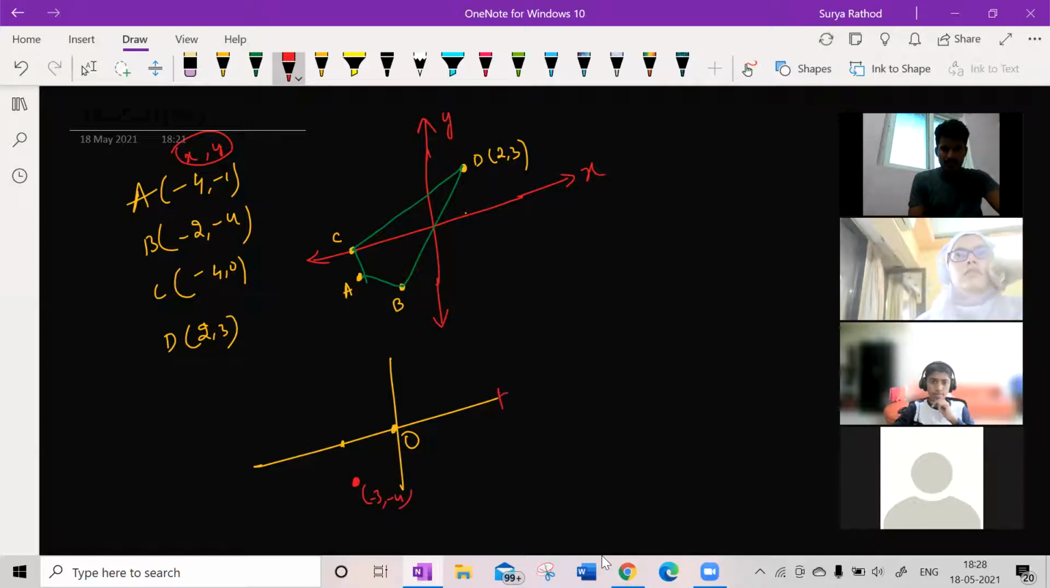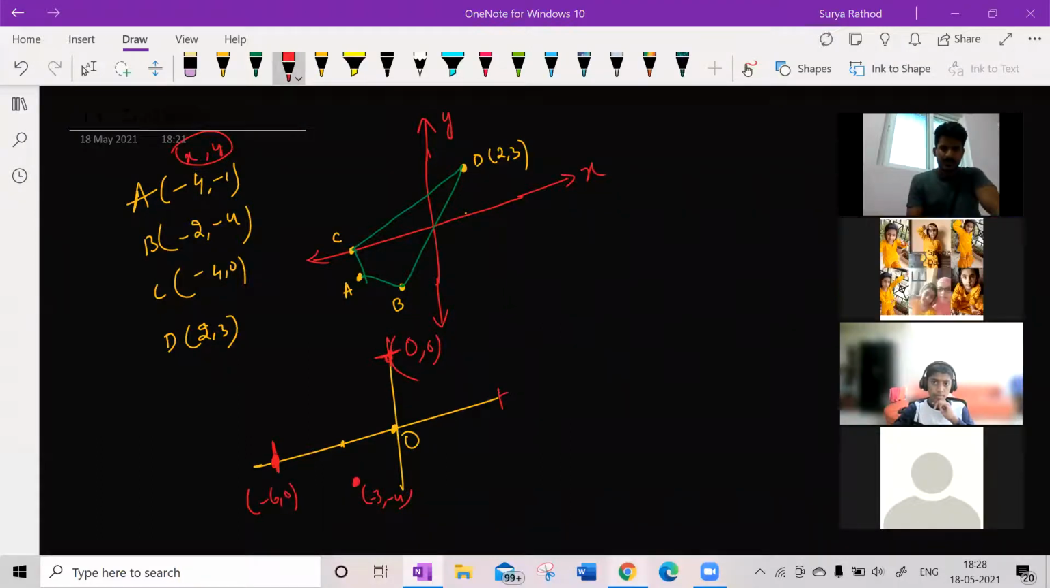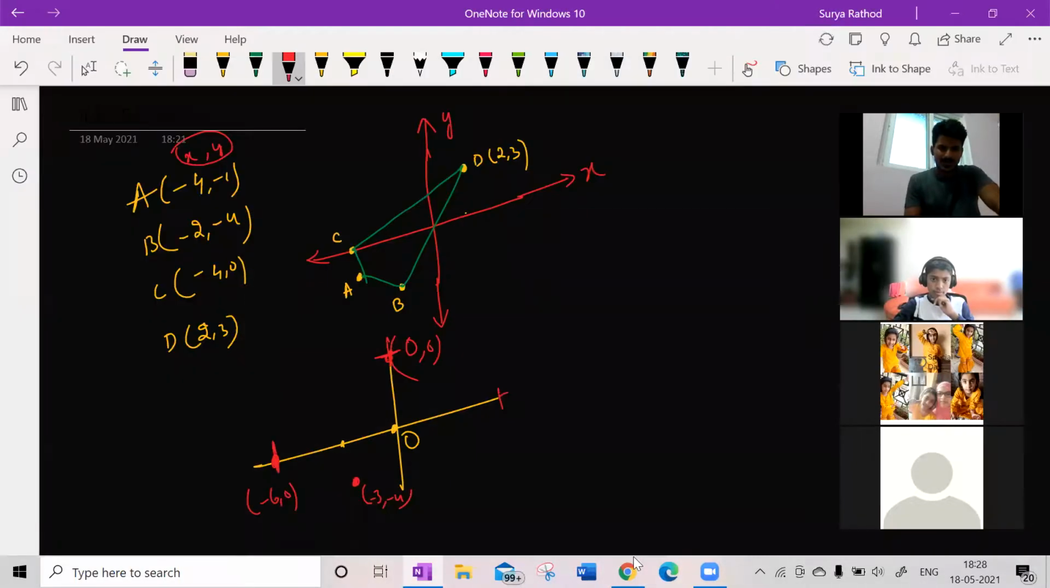Then (0, 6) will be here. And (-6, 0) here. Next, (4, 5) will be here somewhere. 4 will be here, 5 will be here somewhere. So which one is the nearest one now? Look at this. This one has so much distance, this has so much distance, this has so much distance. This point is the nearest one to the origin. Clear my point?